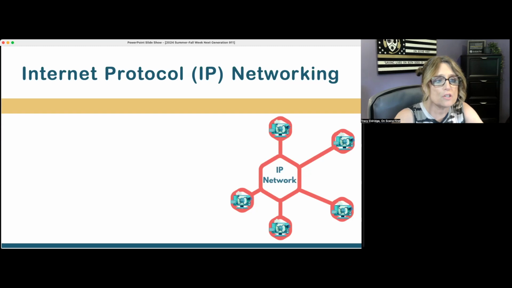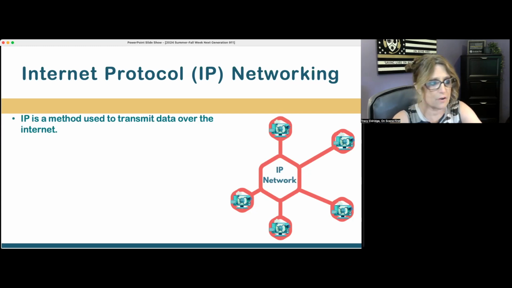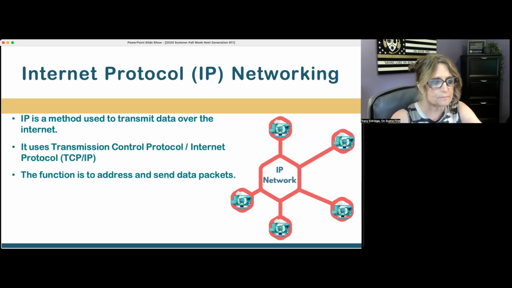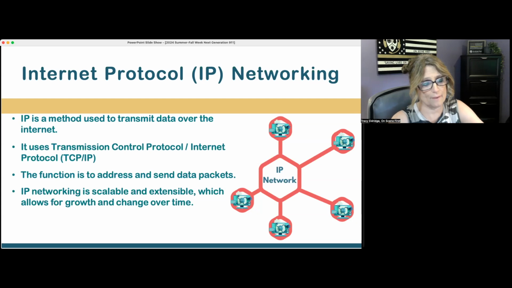Some general terminology: internet protocol networking. I'm sure you've heard the term IP, right? So IP address, etc. But IP, internet protocol, is a method used to transmit data over the internet. It uses transmission control protocol and internet protocol. And there's your acronyms there. The function is to address and send data packets. That's what it is. Where is it going? What's the address? And what is it that we're sending? And is it big enough to go this way, or does it need to go a different way?